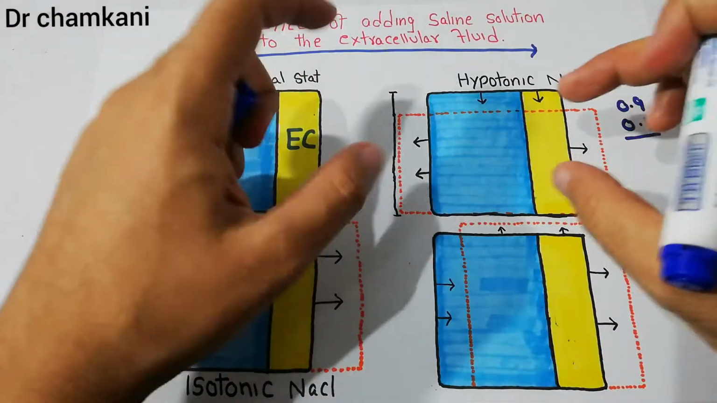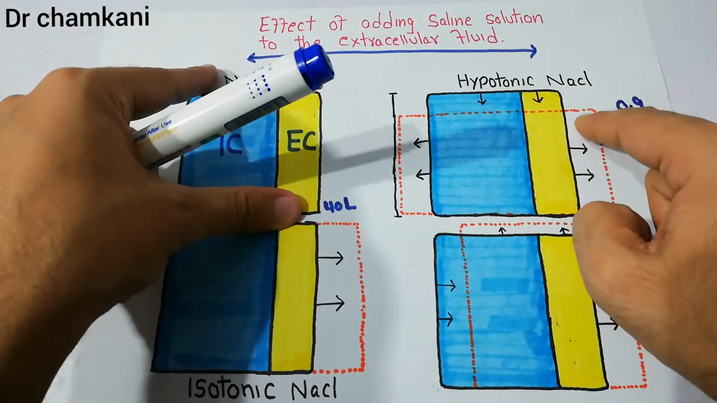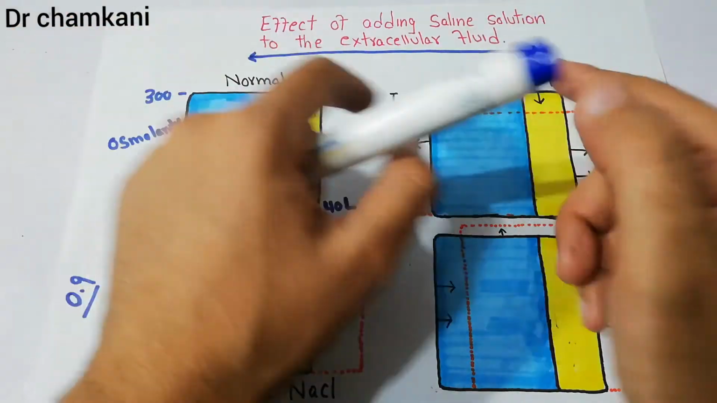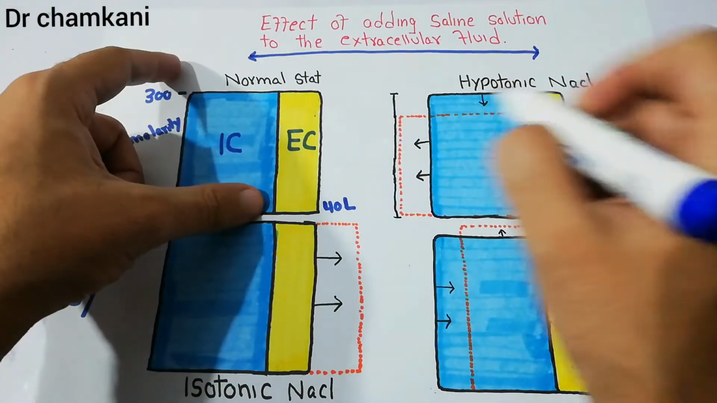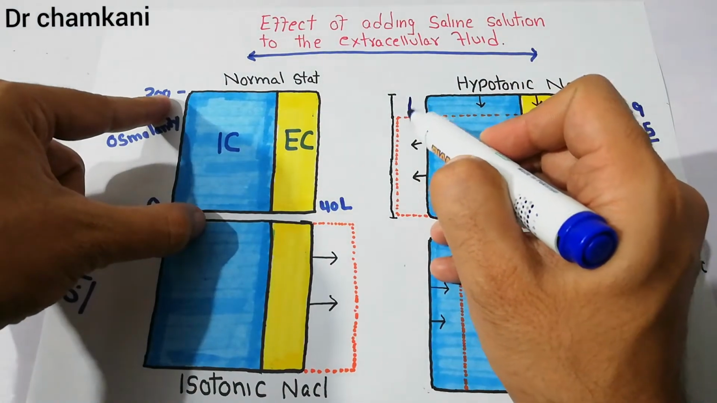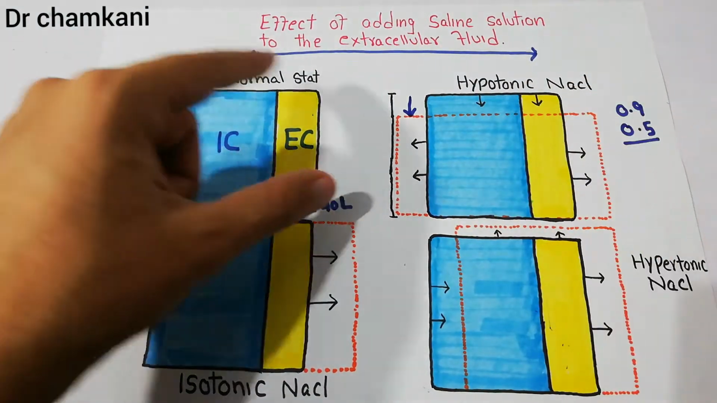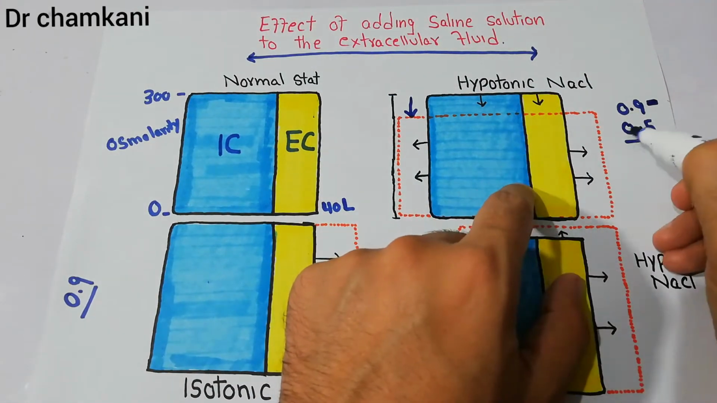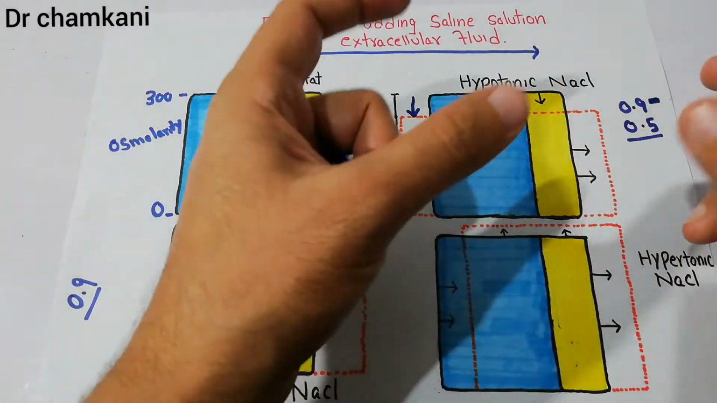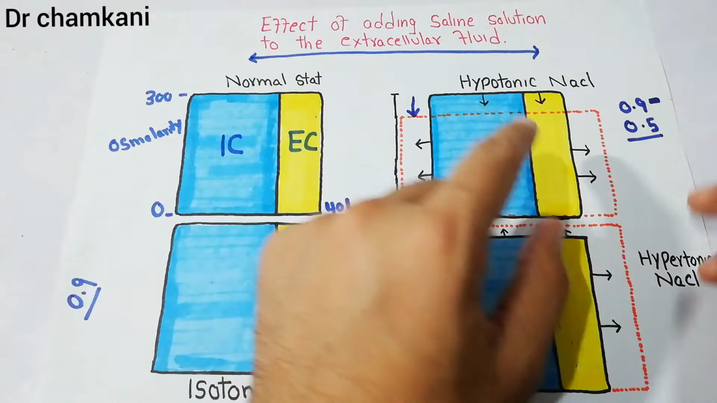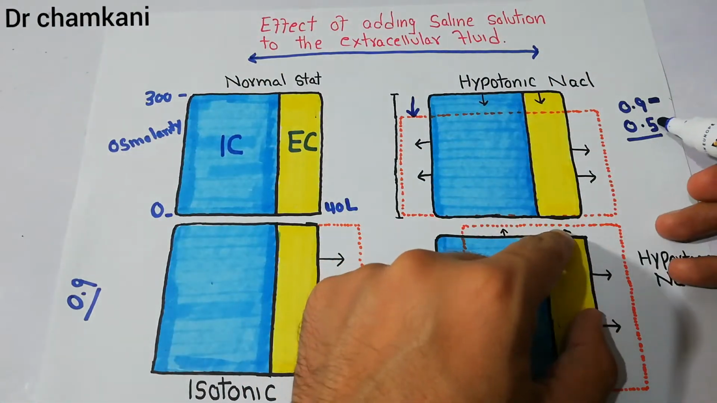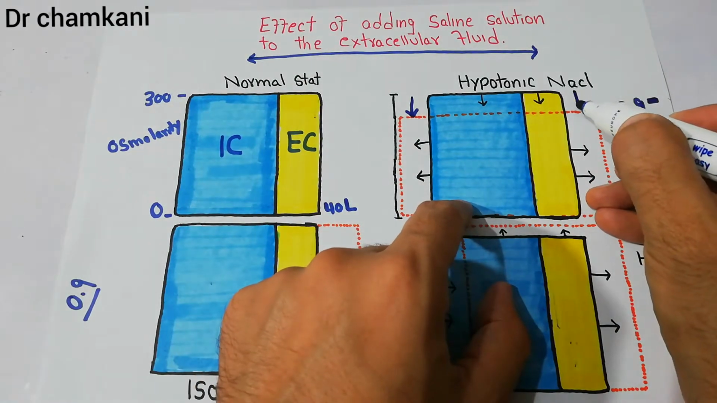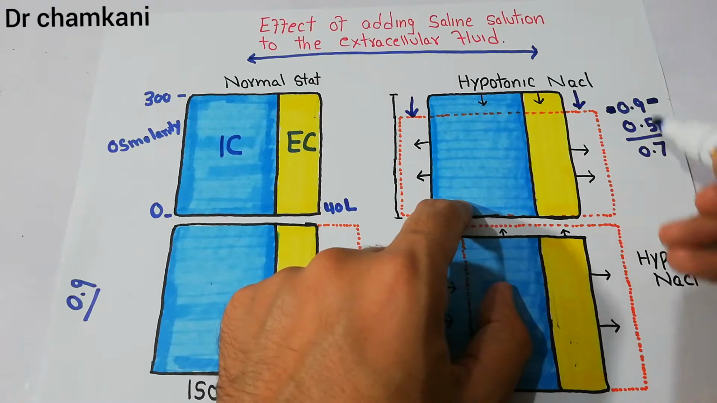Initially, only the extracellular fluid will increase, and its osmolarity will also decrease. Its osmolarity from this 300 level will fall down to this level. You see, there is a fall in the osmolarity. If in this normal 0.9% body fluid we have added this 0.5% hypotonic saline, it gets diluted, and the total osmolarity will decrease, and it may become 0.7 or so. So the osmolarity has dropped from 0.9 to around 0.7.